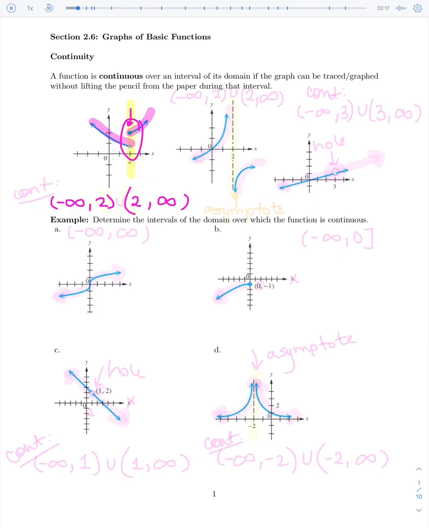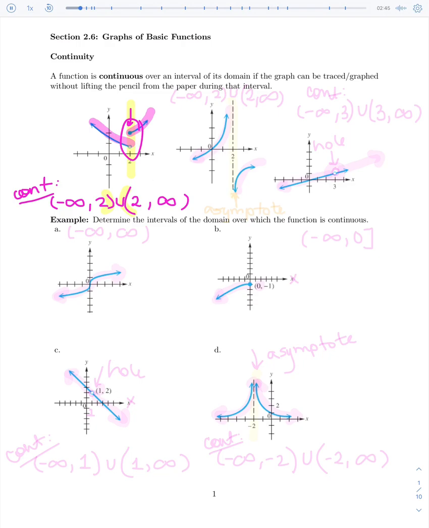Then we need to put these two pieces together, and we'll put them together with a union, a U for union. So that means we are continuous on the interval from negative infinity to 2 and from 2 to infinity, but notice because of the open parentheses here at 2, we are purposefully leaving 2 out of that because that's where you pick up your pencil.